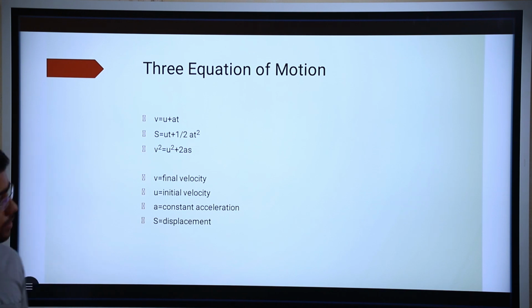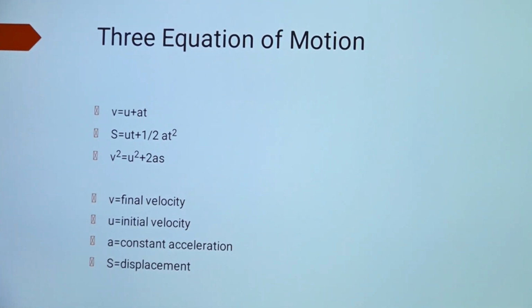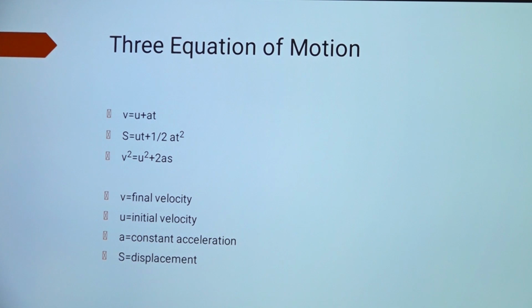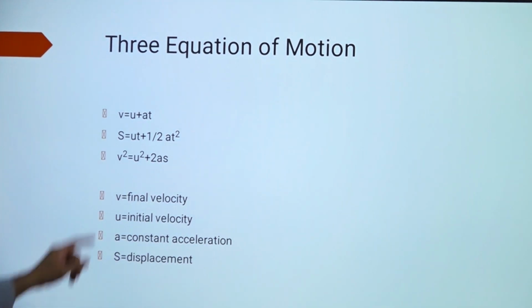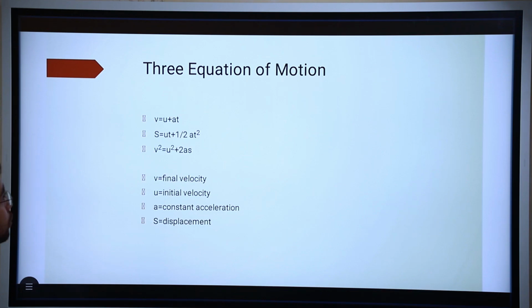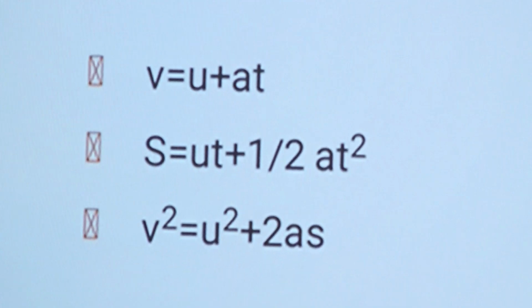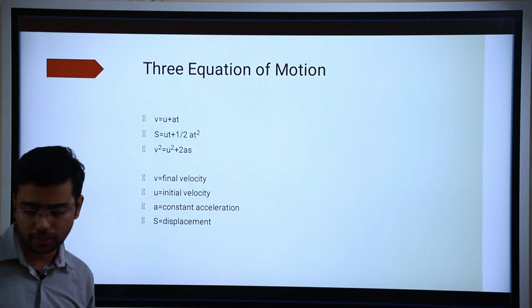We have already seen these 3 equations: v is equal to u plus at, s is equal to ut plus half at square, and v square is equal to u square plus 2as. Today we are going to apply these 3 equations in some problems. So let us move to the next slide.